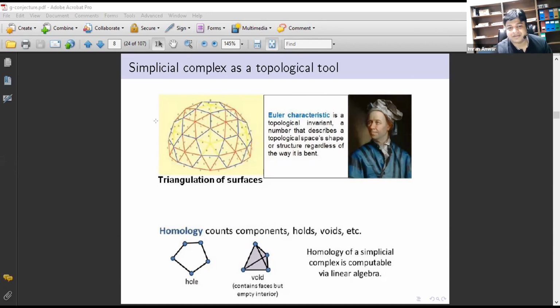Vikas' question was quite general. How can we decide which triangulation is better than the other for addressing a particular question?